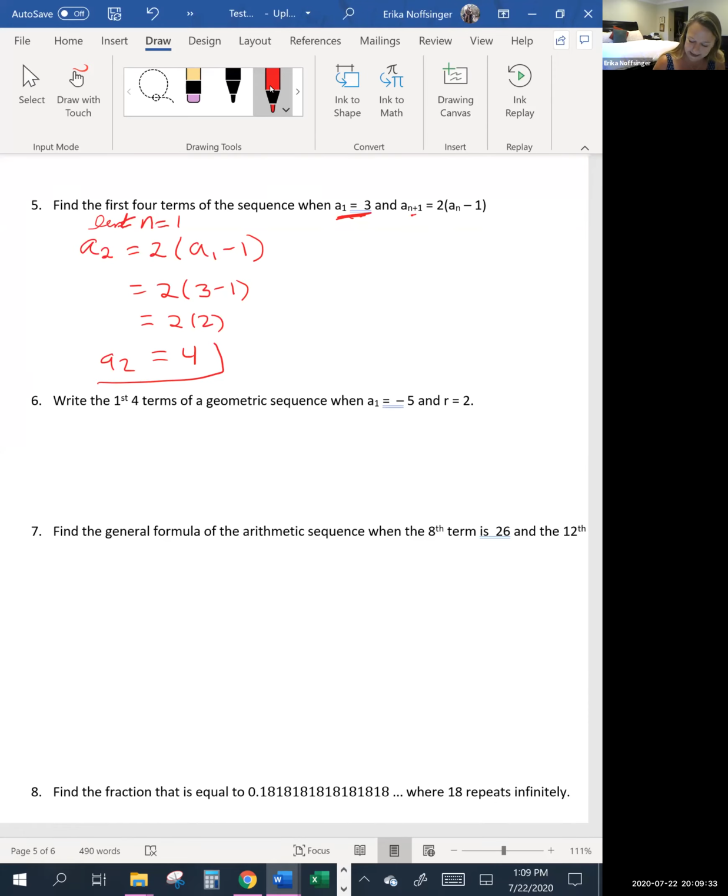If we let n equal 2, we would have a sub 3, n plus 1 here is a sub 3. This is equal to 2 all times a sub 2 minus 1. Well, we just found what a sub 2 is. A sub 2 is 4, so we have 4 minus 1. So this is 2 times 4 minus 1 is 3, so 2 times 3 is 6.